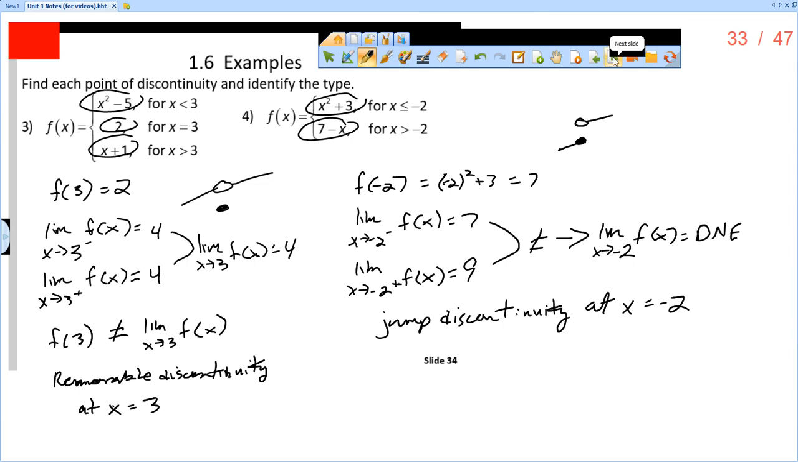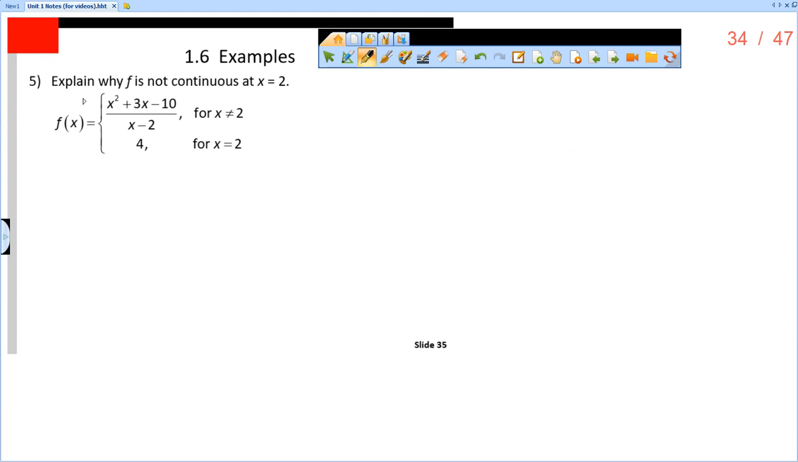All right, moving on to slide number 35. Explain why f is not continuous at x equals 2. Well, remember, what we have to do is check each thing individually. First of all, this top piece, we know that thing would be undefined when x is equal to 2. But that piece says x cannot equal 2, and this piece is when x is equal to 2. So we want to evaluate f of 2. What is f of 2? Well, very simple, that's what the piecewise function tells us. It's 4.